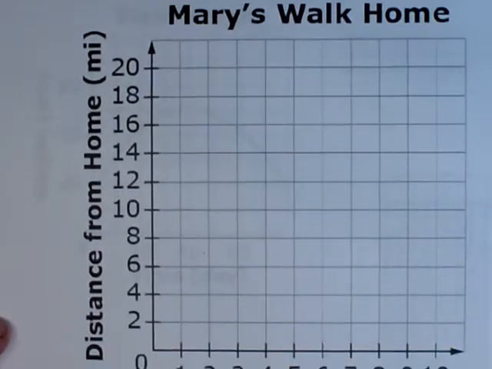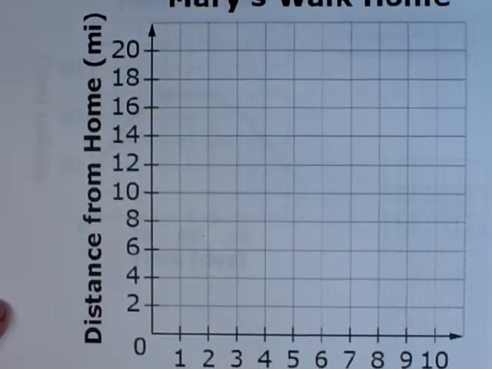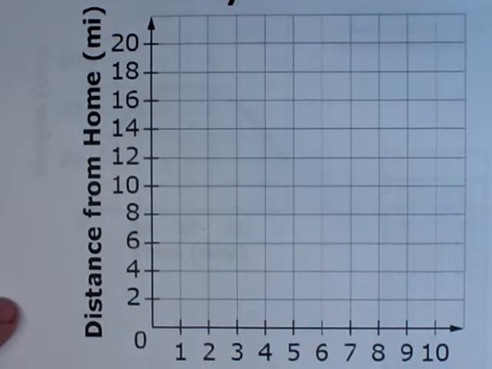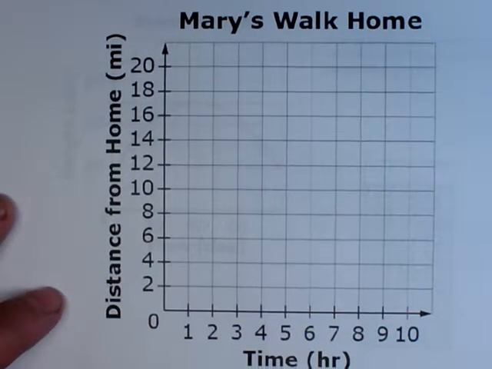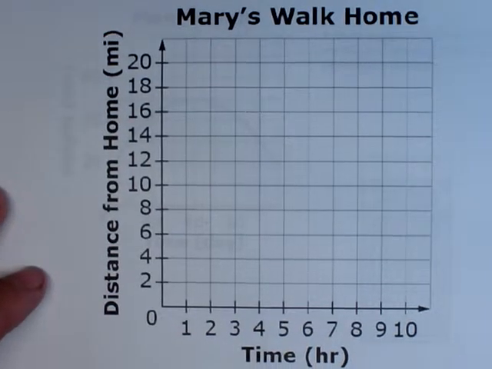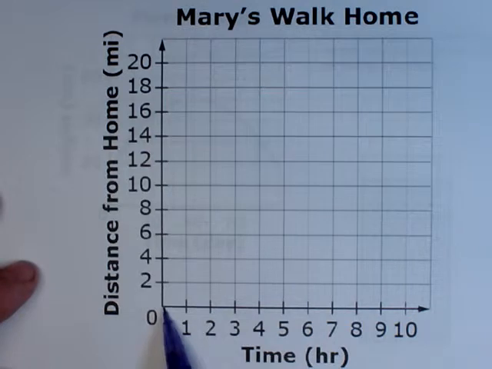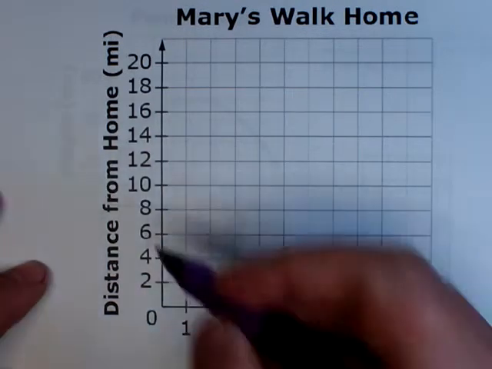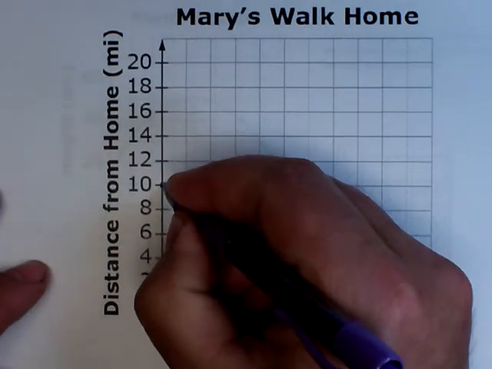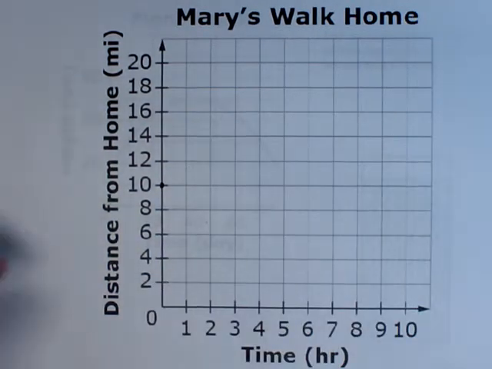Okay, so this is a distance versus time graph, and it says that she starts 10 miles from home, so her distance from home at time 0 at the start is 10 miles. And then it also tells us that every hour she walks 2 miles. She must be walking very slow. She's probably looking at her phone.